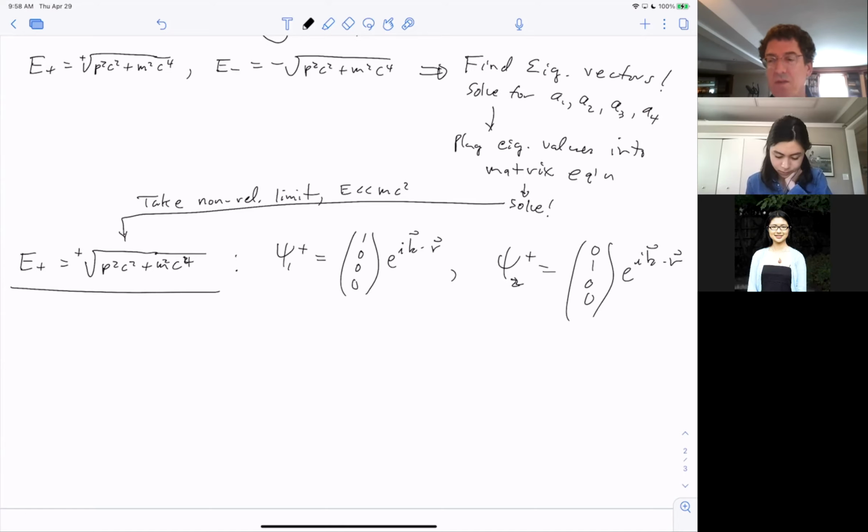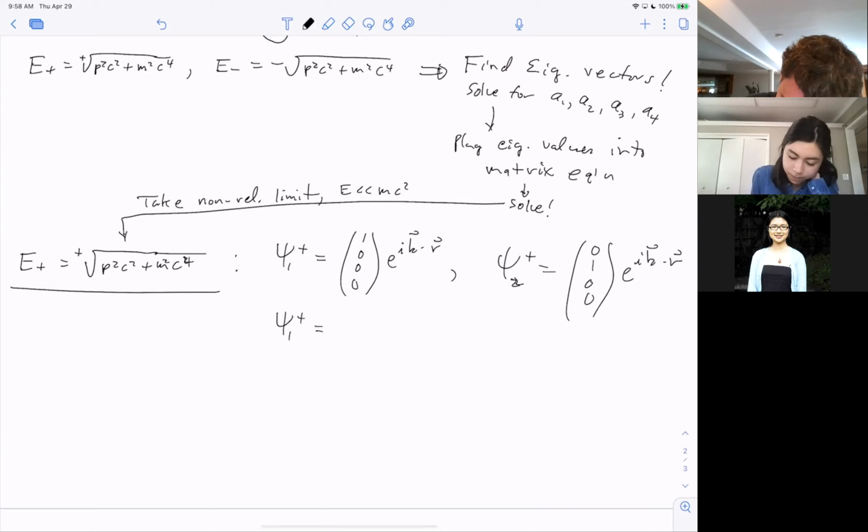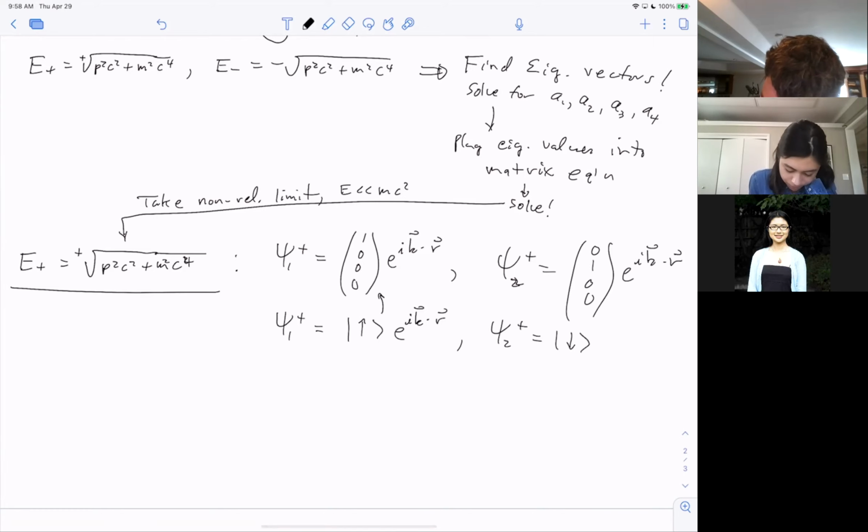And you look at that and you go, well, what the hell does that mean? Well, look, this is what it means. It's just your old friend spin. That's spin up times e to the i k dot r. And then this guy is your old friend spin down, e to the i k dot r. You have just derived spin, but the math is so weird, it's hard to get an intuition. We will get a better intuition for this in a few minutes when we go beyond this. What we'll do next is we'll add a magnetic field, and then you'll see the spin will make more sense.